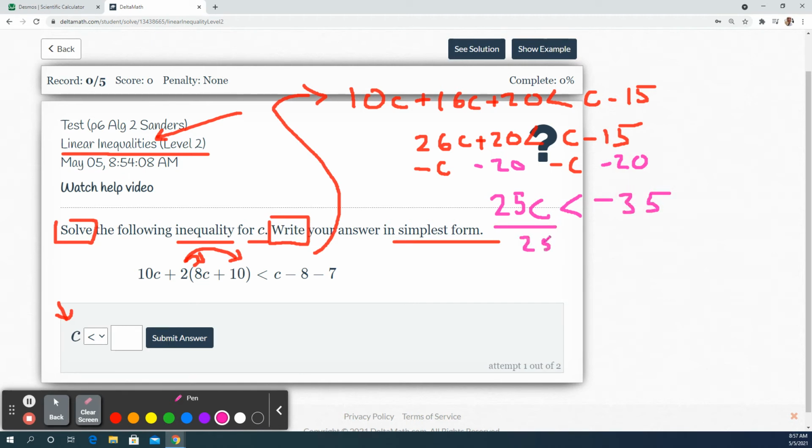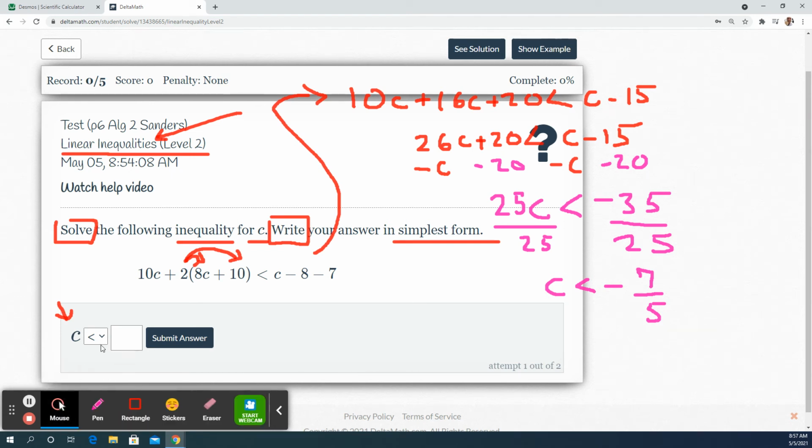Divide by 25. It's not a negative, so the inequality stays as a less than. If it were a negative that we were dividing, we would switch it. And C is less than negative. We'll reduce. 5 goes into 35 7 times, and 5 goes into 25 5 times. Negative 7/5. C is less than, there's our inequality, negative 7 divided by 5.